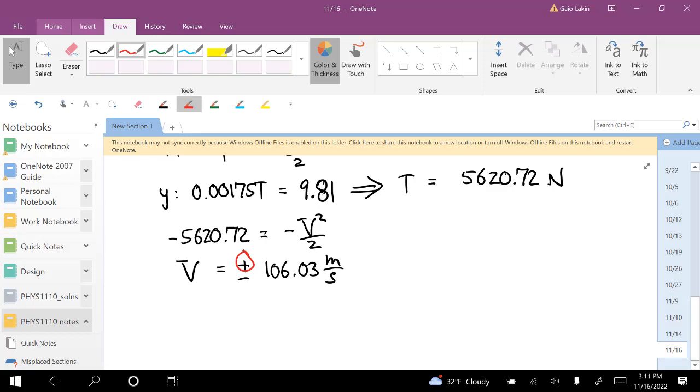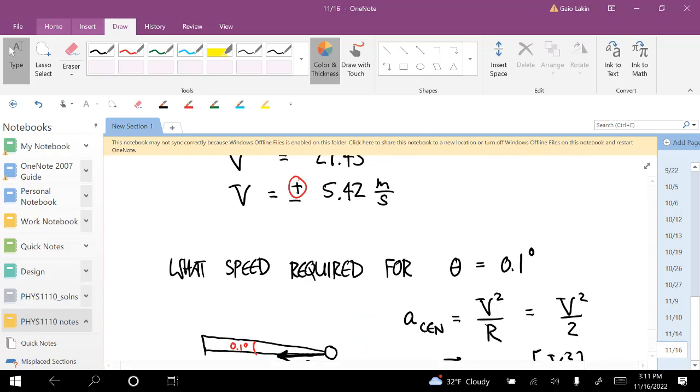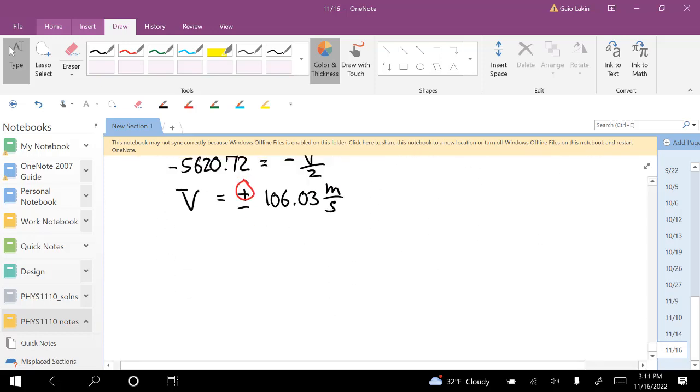So to get that cable angle to be 30 degrees from horizontal required that thing going about 10 miles an hour. To get it going a tenth of a degree from horizontal requires about 230 miles an hour. The faster you go, the closer it gets to horizontal, but it would never get there. It can't ever get all the way horizontal. Any questions about that? Okay, that's all for today.